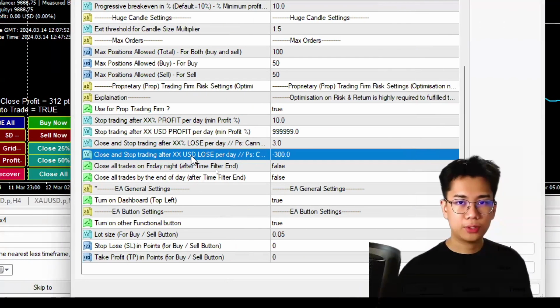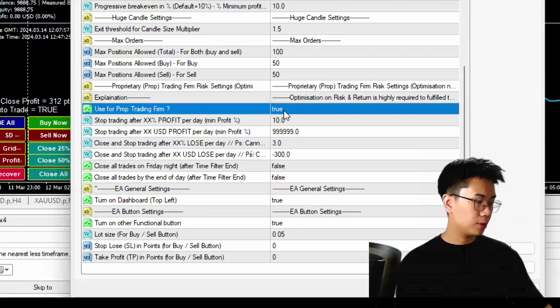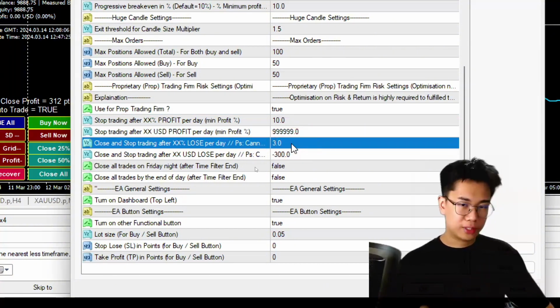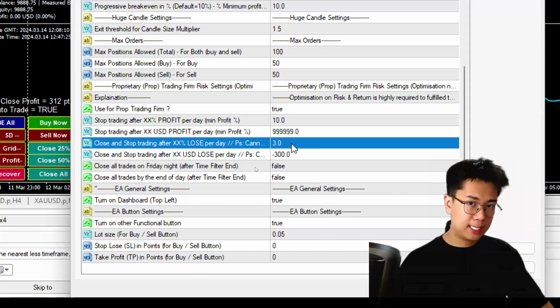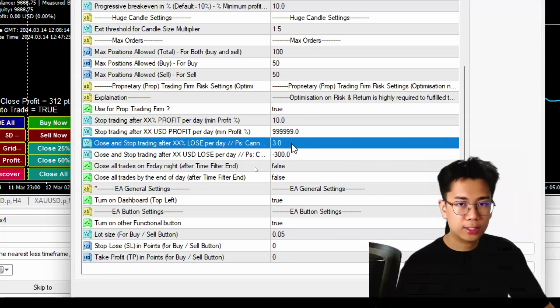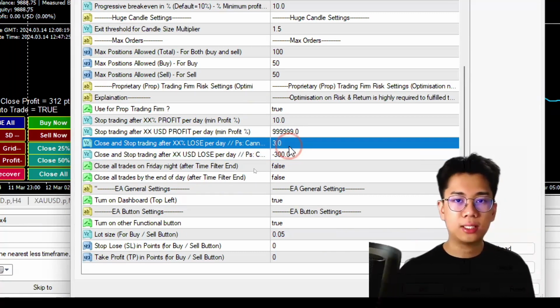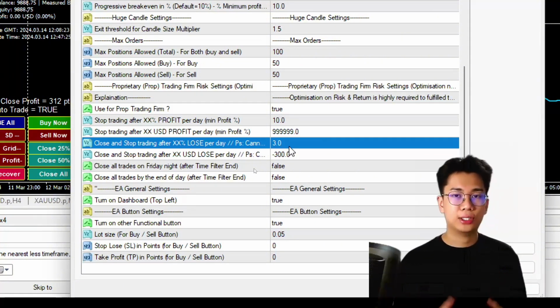Which is here. So you turn this to true, meaning that you ask the bot to have a proper risk management control. That control will help you close all of the trades when your account is down by 3% in a day, or equivalently down by $300 in a day. Either one will trigger closing your trades. This is a safety margin and safety measure.